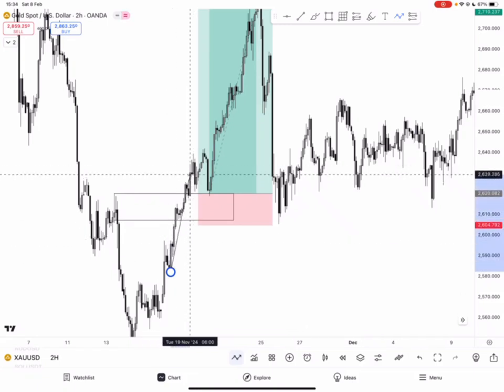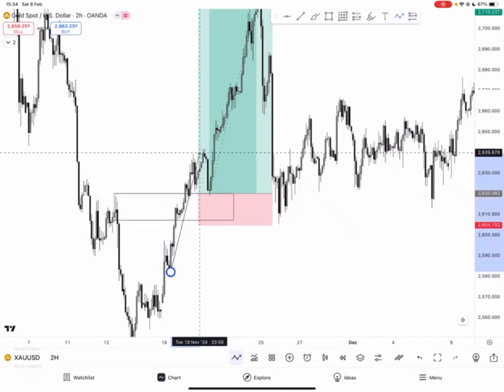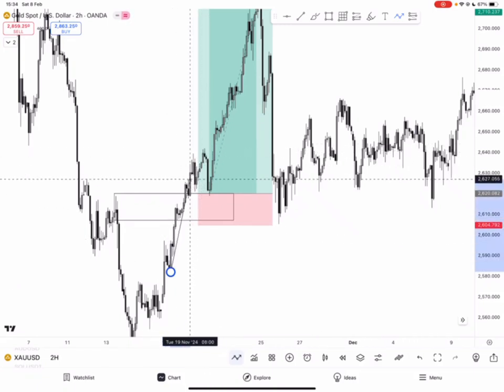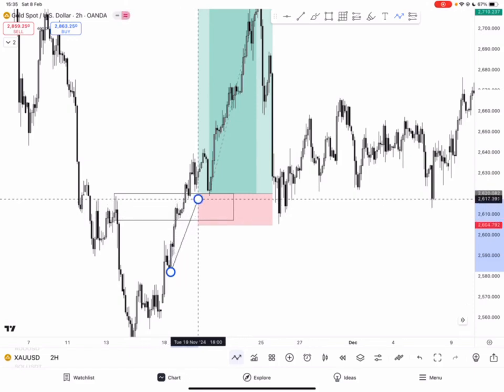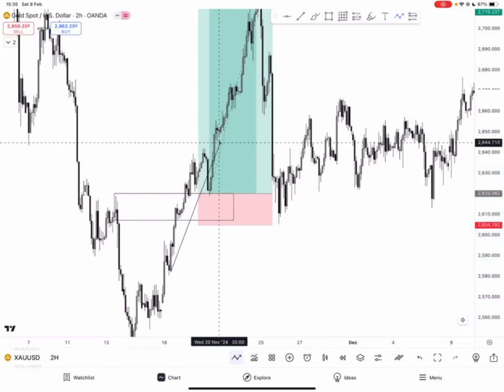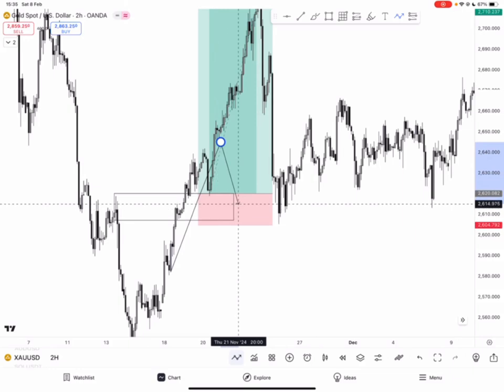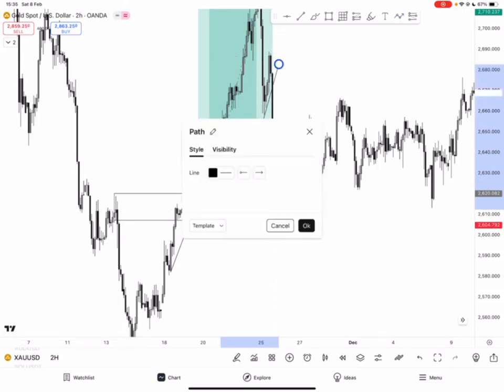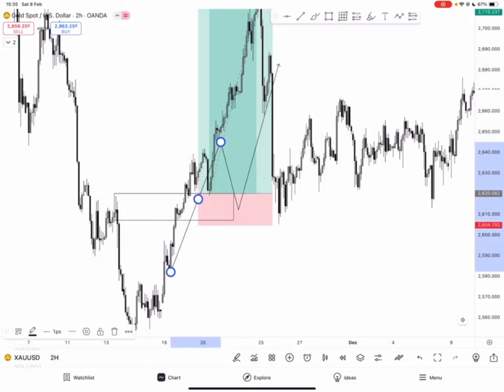So the reaction that creates a breaker block must be a reaction that is negligible. So it must be little or no reaction. It's not something like this. Price must not react to it first before taking it out, right? And when something like that happens, you now anticipate that price comes back to mitigate the order block and continue to the upside. So this is what a breaker block looks like.